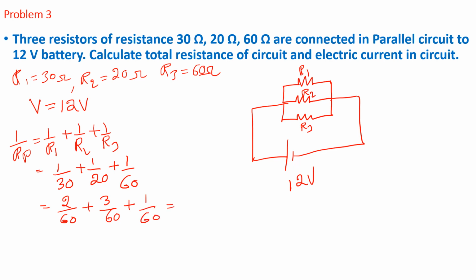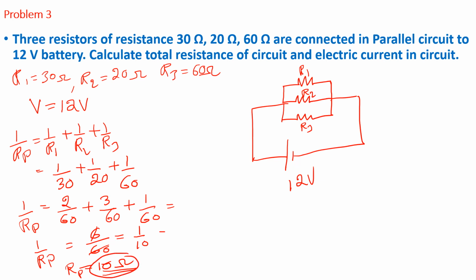So 60 is common. So on the left hand side, 1 by Rp is equal to 2 plus 3 plus 1, that is 6 by 60, which is equal to 1 by 10. Now this implies Rp is equal to 1 by 1 by 10, that is the value is 10 ohms. So the total resistance is equal to 10 ohms.